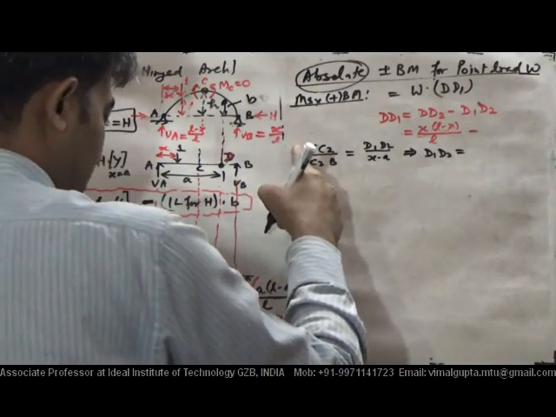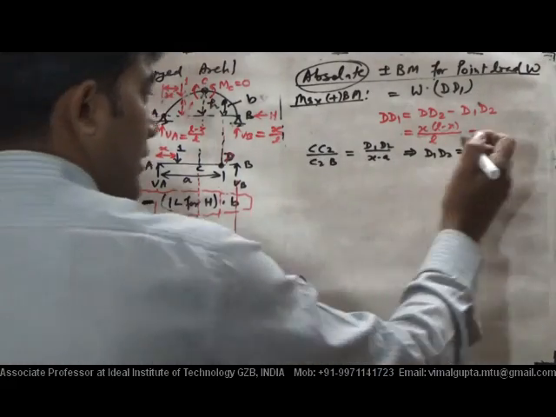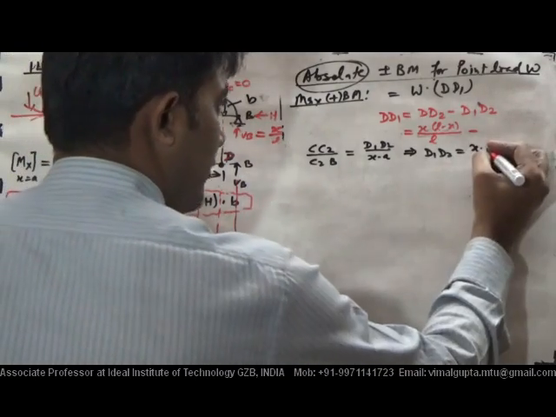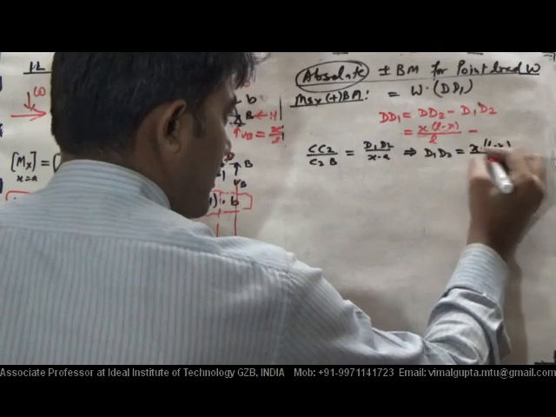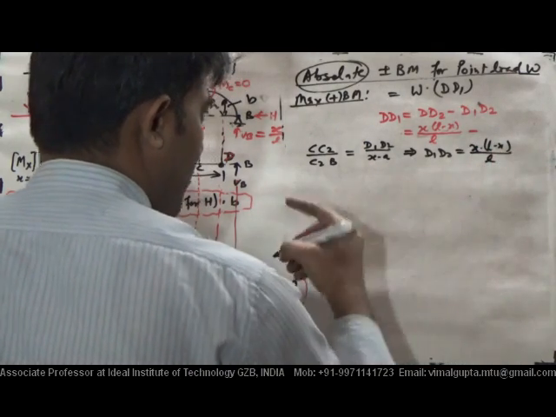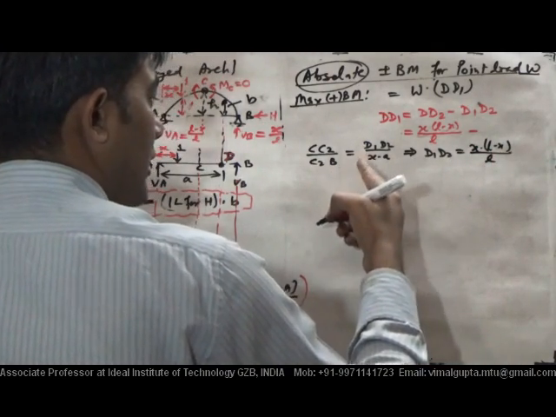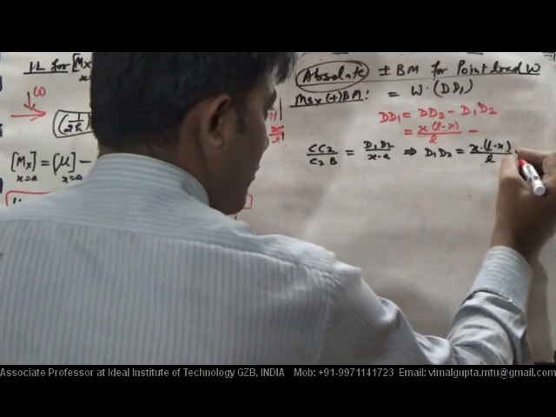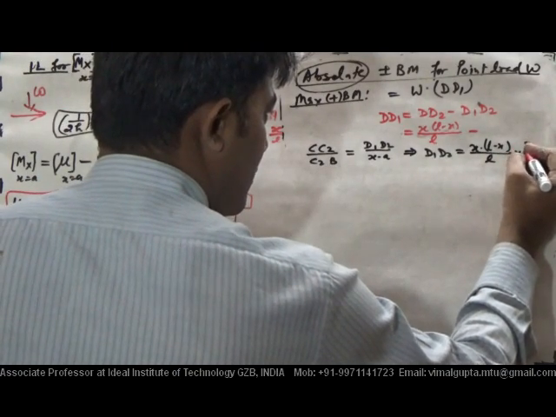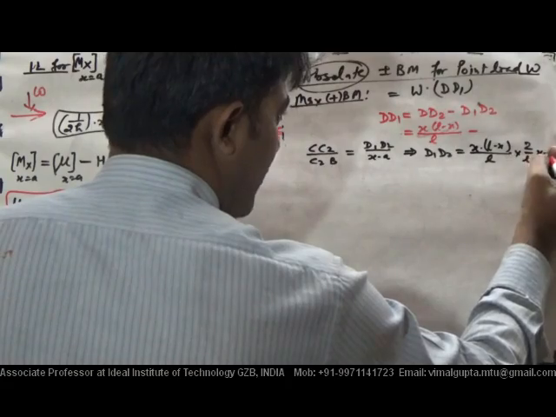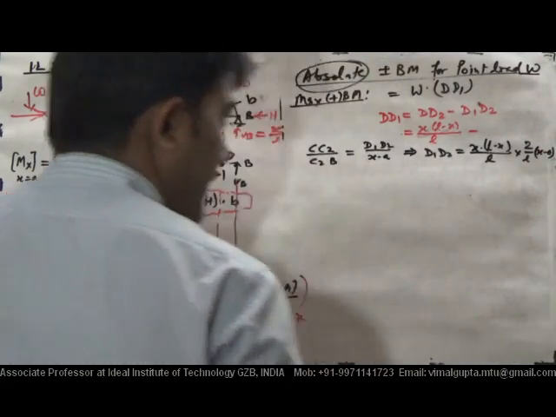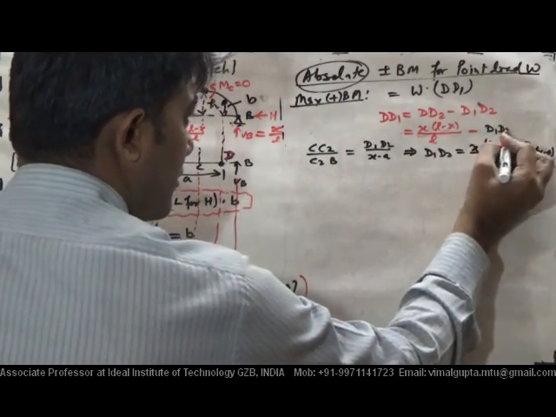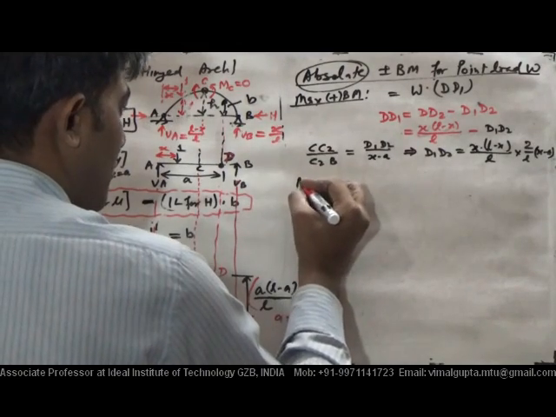So here D1 D2 will be C1 C2, which is X times (L minus X) divided by L. D1 D2 is divided by C2B, and C2B is L by 2. Into X minus A. So this is the value for D1 D2. Now put that D1 D2.